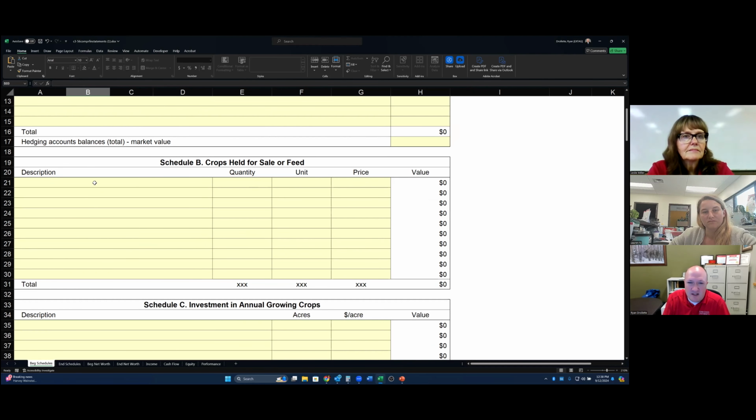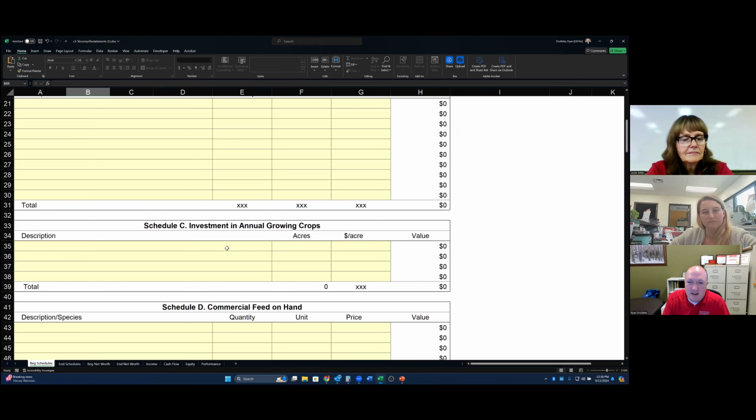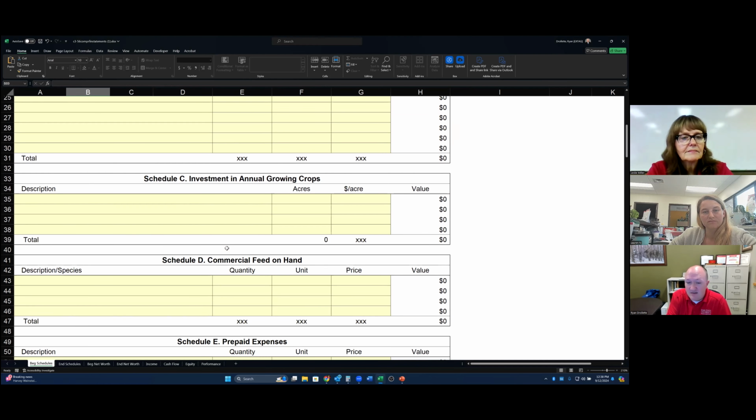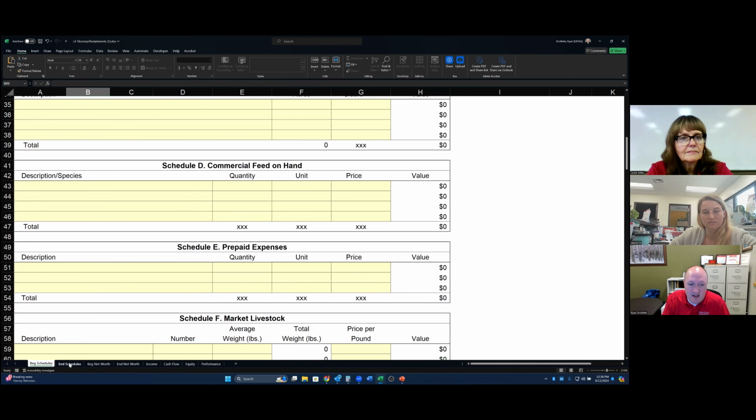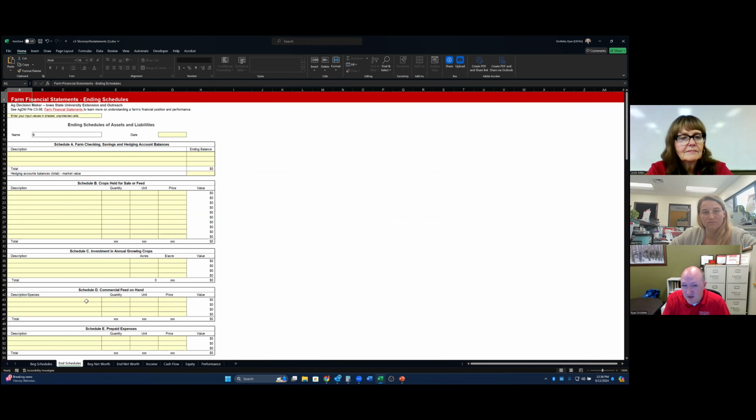What crops have I still got sitting in the bin? What hay have I got sitting out in the shed or along the fence rows? Am I going to use that for feed in my livestock? So this is the more comprehensive balance sheet, where I start off with my beginning schedules. I do an ending schedule as well on this one.